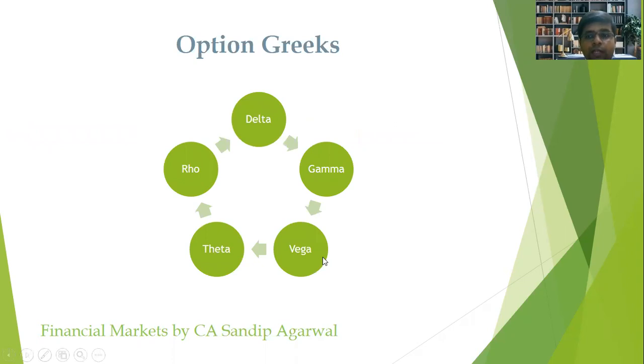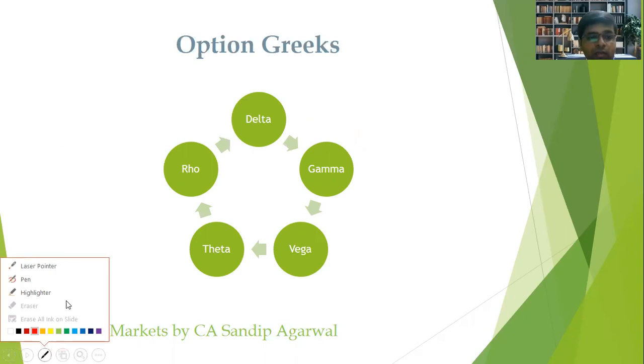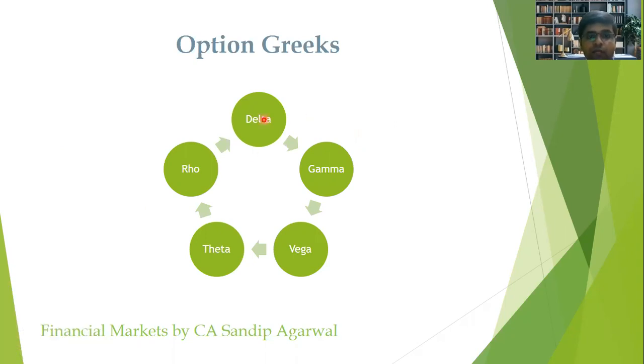So in my earlier videos, I have explained in detail the option Greeks, which is delta, gamma, vega, theta, and rho. I'm not going in detail again on this option Greeks. If somebody wants to revisit this option Greeks concept in detail, they can refer to my previous videos. The link of all those videos I will be putting up in the description section of this video.